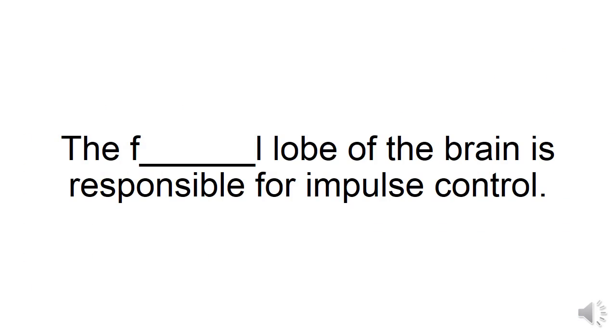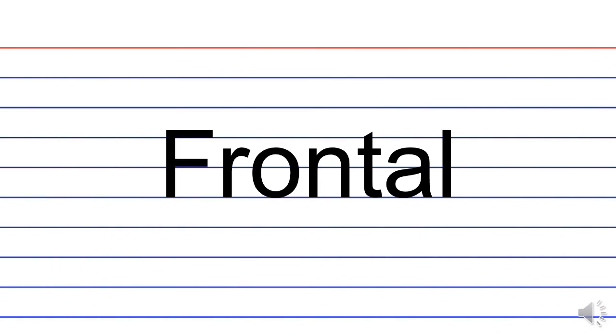The F blank L lobe of the brain is responsible for impulse control. So what is it? That will be the frontal lobe of the brain, and that's really the portion of the brain that makes humans distinct from a lot of other animals who also have well-developed brains similar to ours. The frontal lobe is just responsible for higher thinking, and it's really what makes us human.